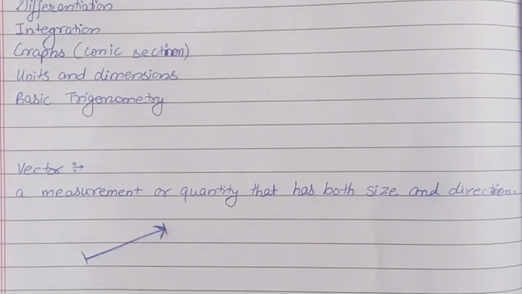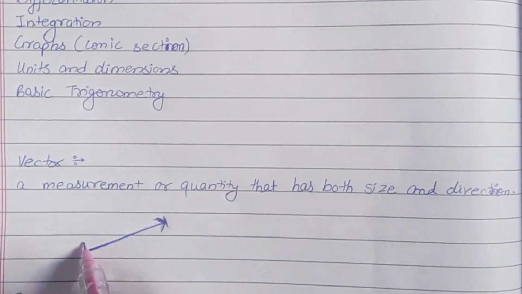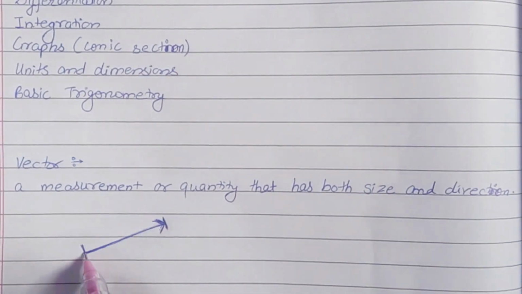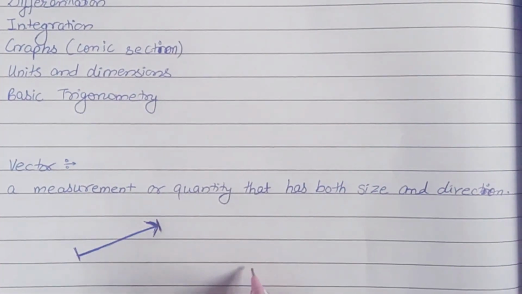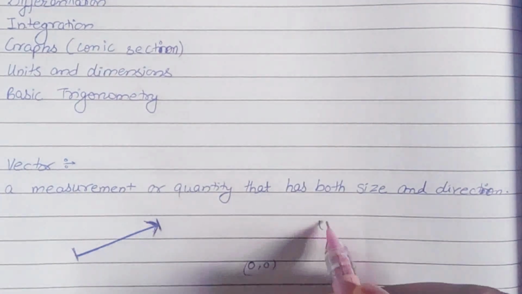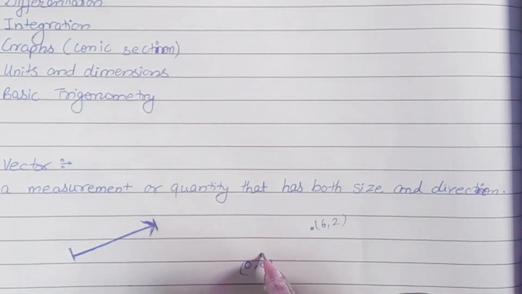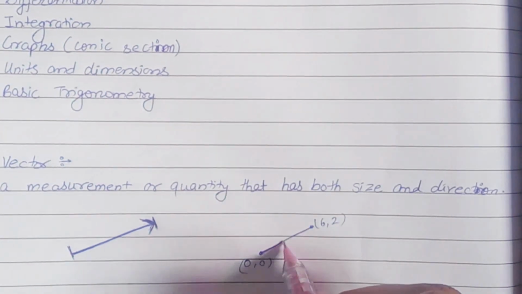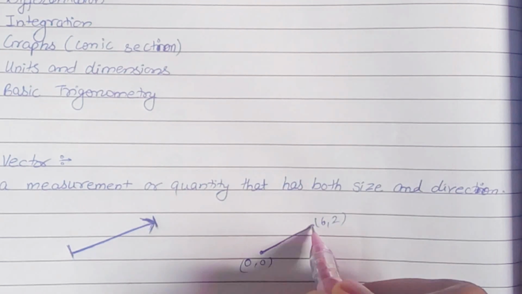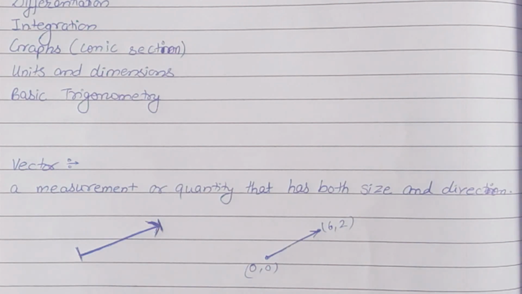So vector is a measurement of quantity that has both size and direction. See, this is the vector. The length of the vector is known as magnitude of the vector and the direction is the arrow in which it's pointing. Means if you want to go from (0, 0) to (6, 2), then this initial point and this final point, the shortest distance between them is known as magnitude, and the vector which is connecting them, you are going from here to here, this is your displacement vector. So vector has both magnitude and direction.